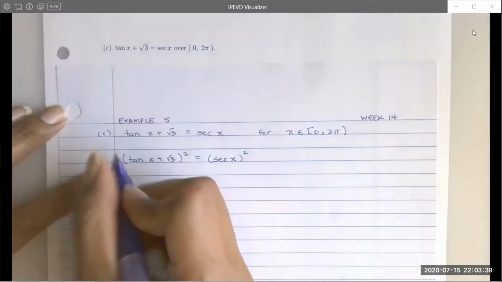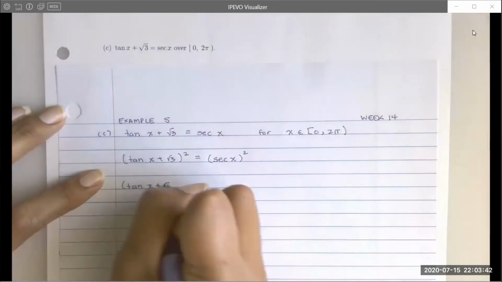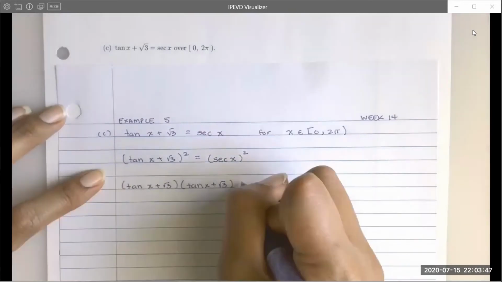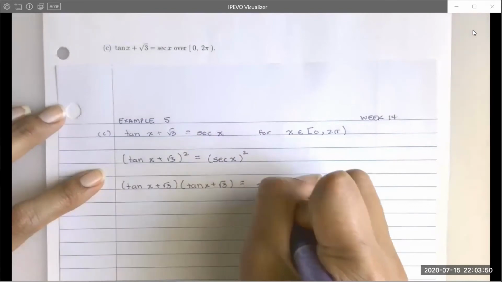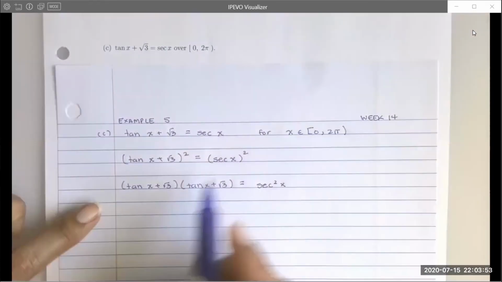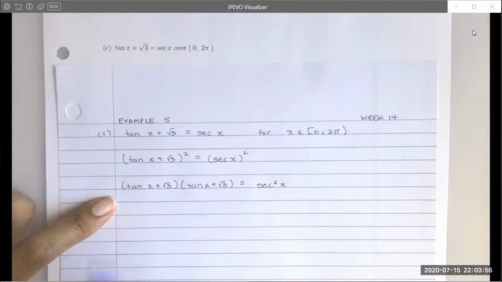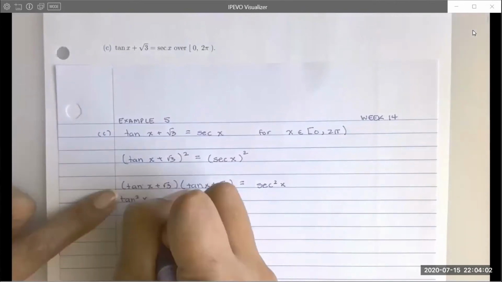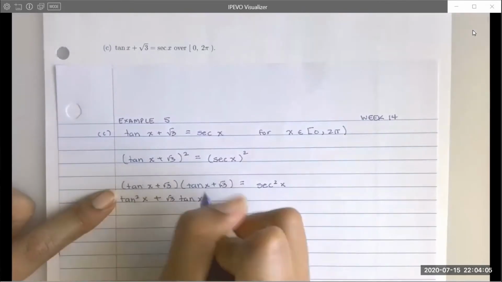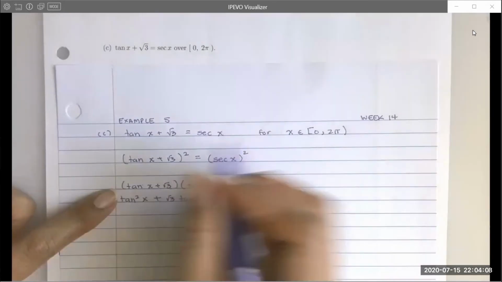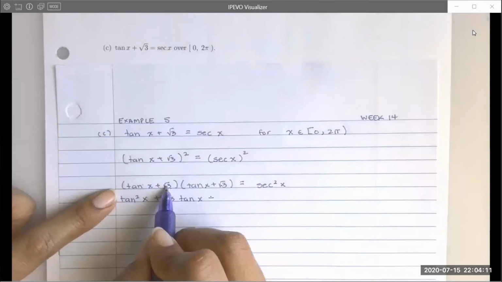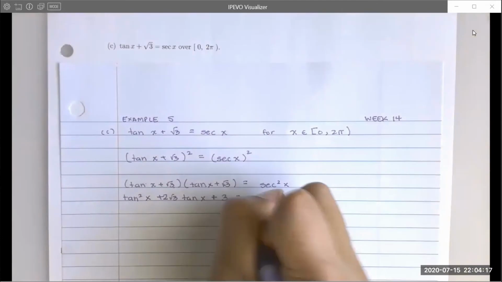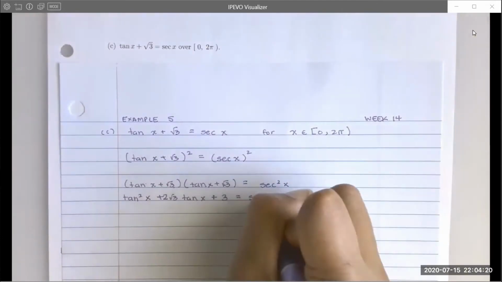We're going to have to distribute this, so let me write it out as the product of tan x plus radical 3 times tan x plus radical 3 is equal to secant squared x. Let's distribute. Tangent times tangent will give me a tangent squared x. Tangent times radical 3 will give me radical 3 times tan x. Radical 3 times tan x, that's the same thing, so I'm just going to add a 2 here. And then radical 3 times radical 3, that's just going to become radical 3 squared, which is a 3, is equal to secant squared x.